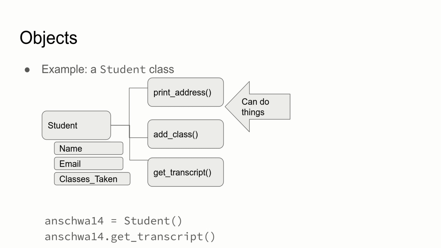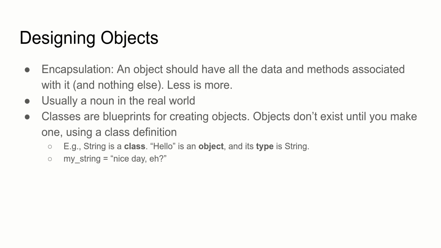Now, this design that I've laid out here would have to be written in actual code. You will have to specify that a student is a class and that it can print the address, it can add a class, it can get the transcript, and specify the kinds of data that it has as well. We come up with the design for classes first so that we know what objects of that type will look like, what data will they have, and what functions or what methods will be associated with them.